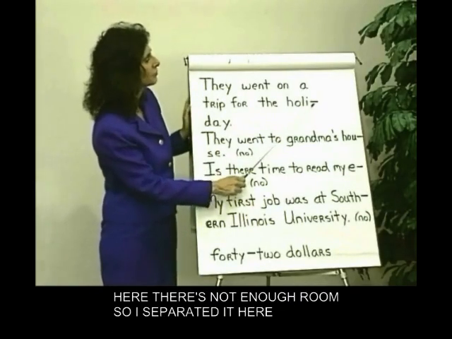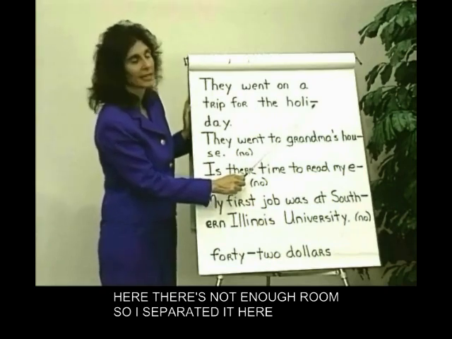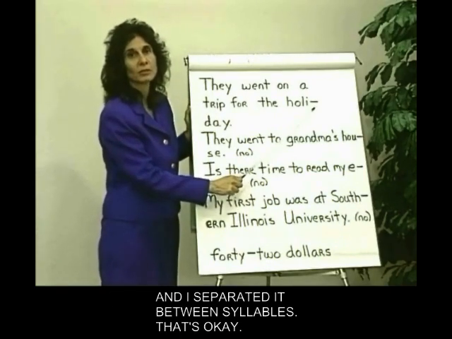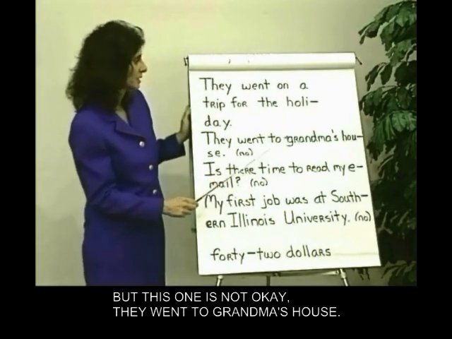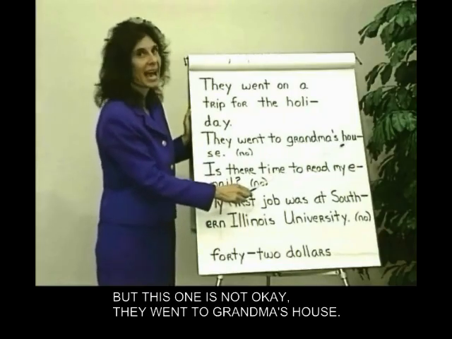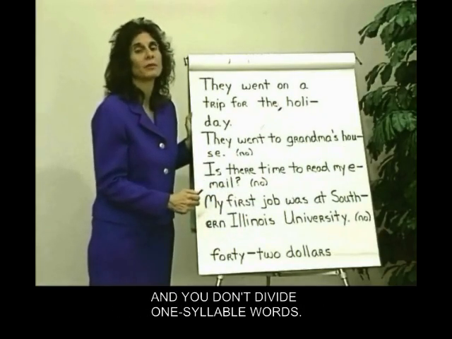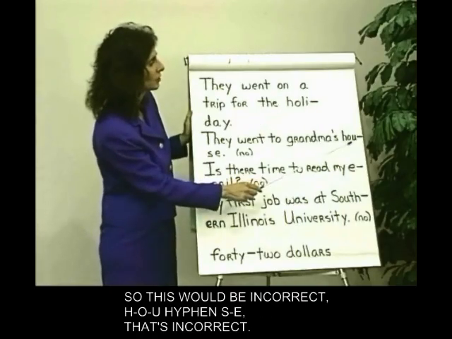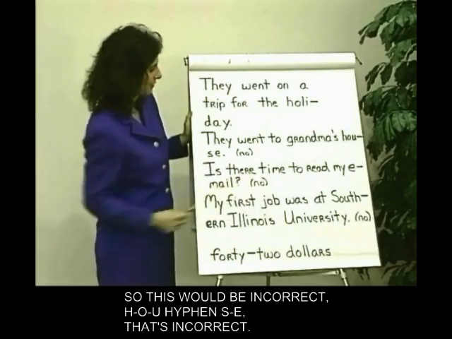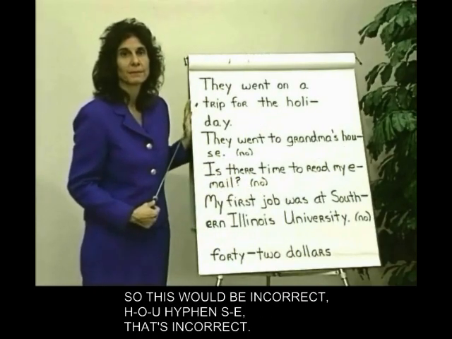Here, there's not enough room, so I separated it here, and I separated it between syllables. That's okay. But this one's not okay. They went to Grandma's house. See, house is a one-syllable word, and you don't divide one-syllable words. So this would be incorrect. H-O-U hyphen S-E. That's incorrect.